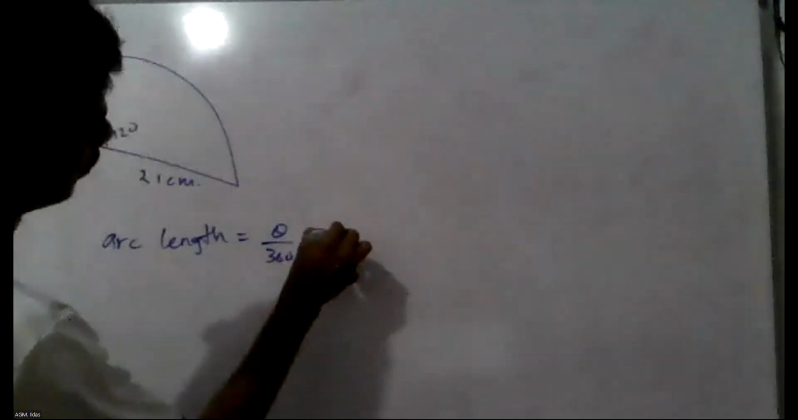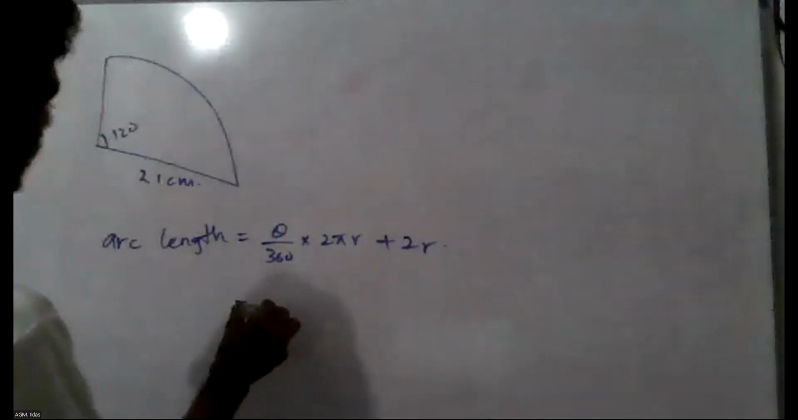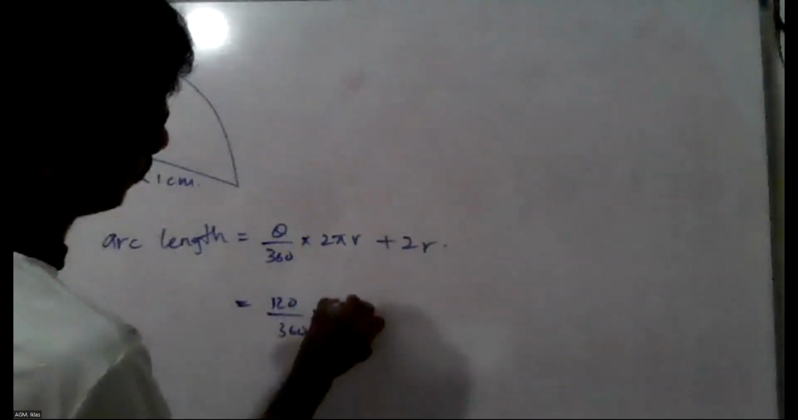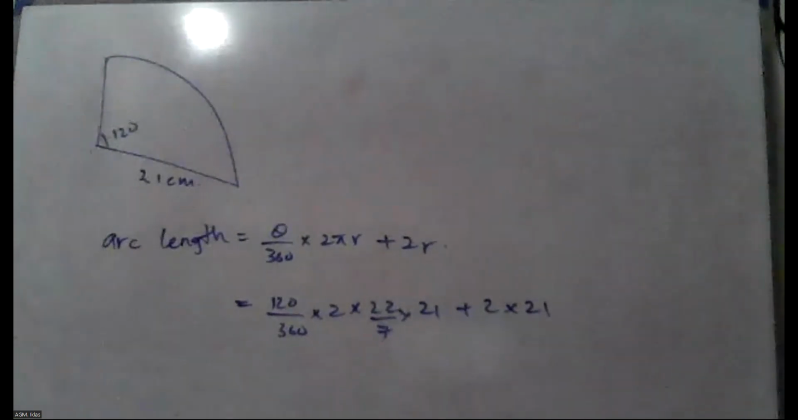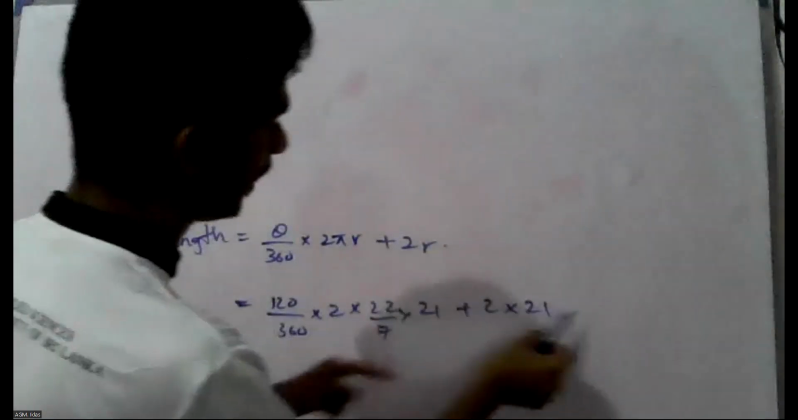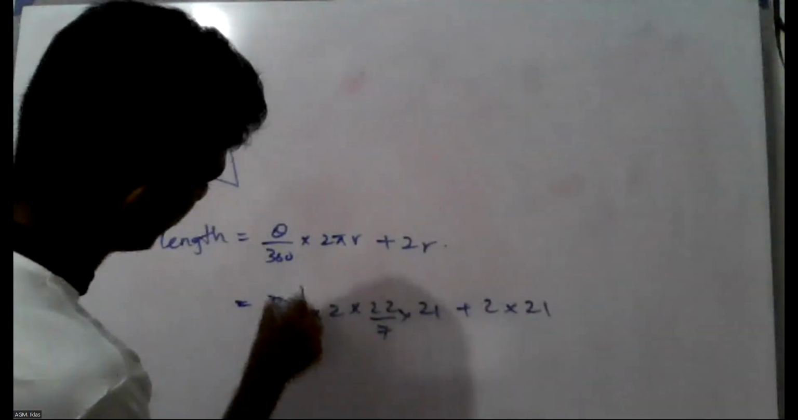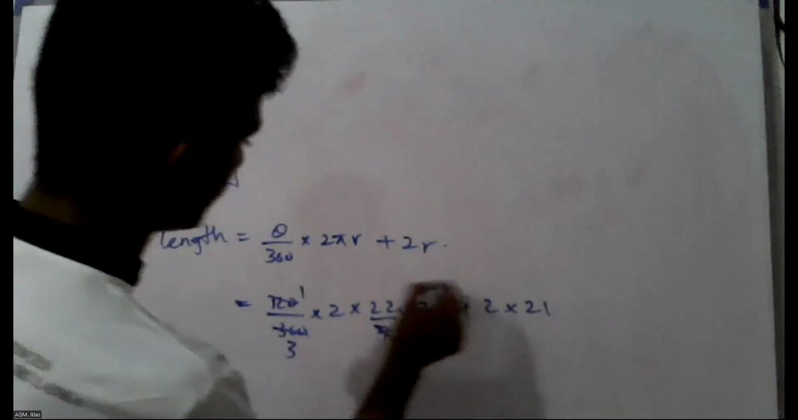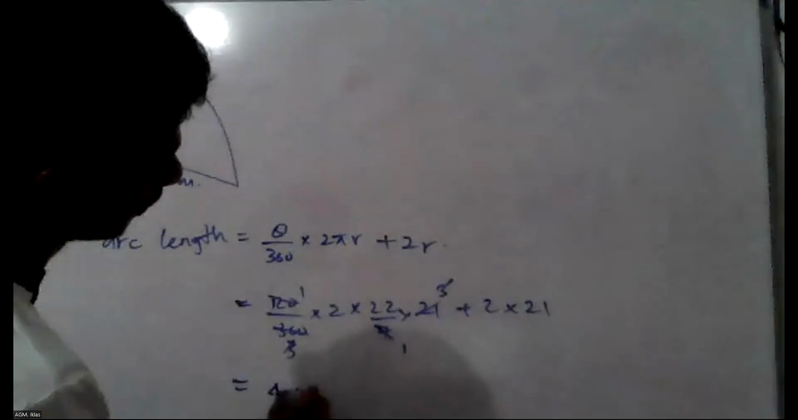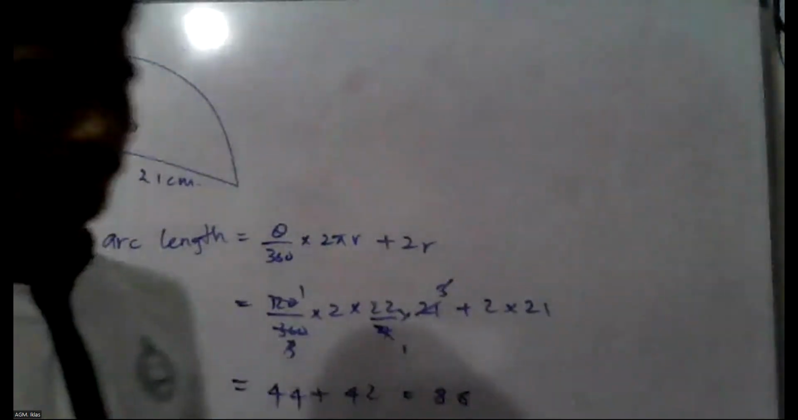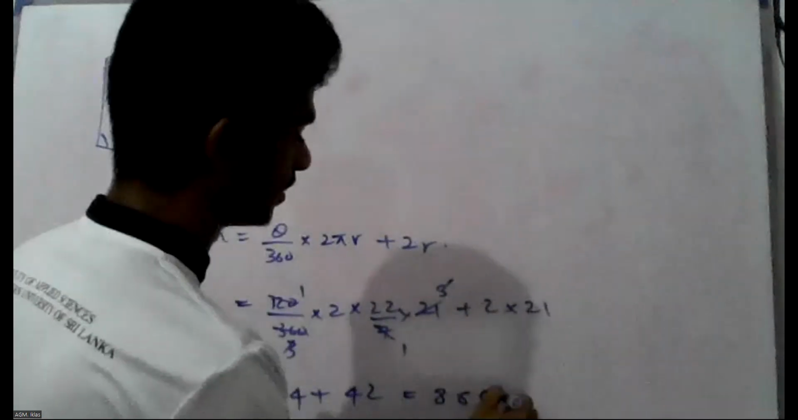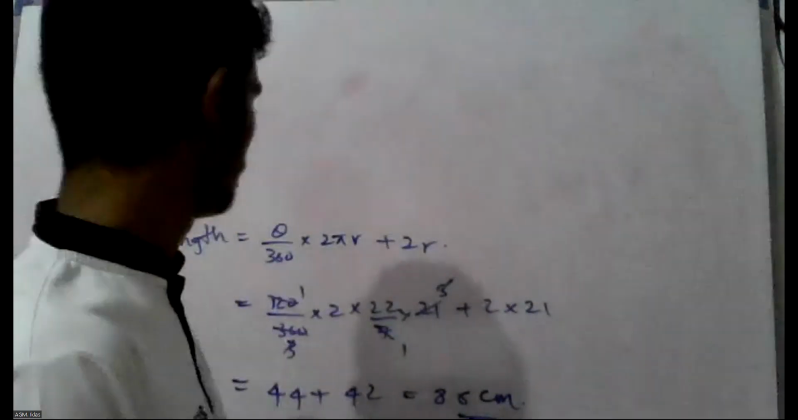Let me write the equation. Perimeter is equal to theta by 360 into 2 pi r plus 2r. So 120 over 360 into 2 into 22 by 7 into 21 plus 2 into 21. According to BEDMAS, we simplify this part separately and this part separately. After that, I can add them. Here 1, here 3. Again, here 1, here also 3. These 3 and 3 will go. So 44 plus 42. The answer is 86 centimeter. Yes, I am correct. So moving to question number 2, Example 2.